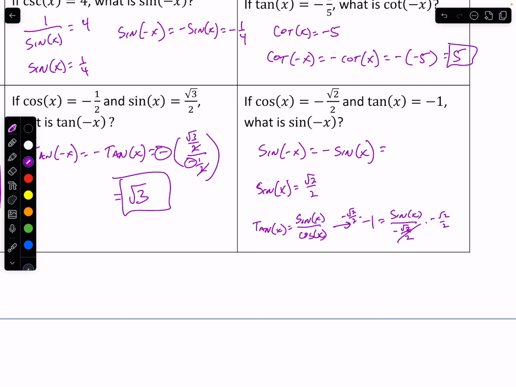Okay, but if I multiply both sides, these cancel, and I get on the left side -1 times negative root 2 over 2, which is just positive root 2 over 2. So I knew that right here. So we're still trying to figure out what sine of negative x is. I just wanted to show you how I knew sine of x is root 2 over 2. I plug that in here, and I get negative root 2 over 2.